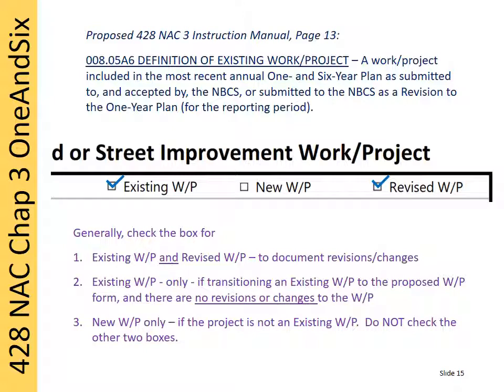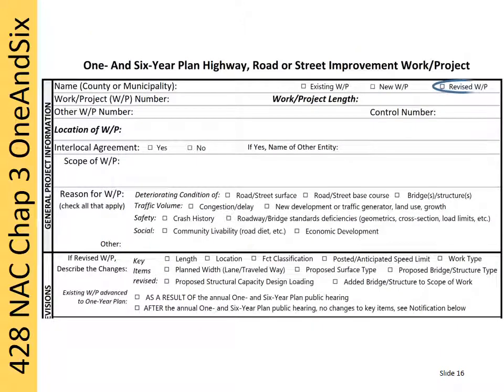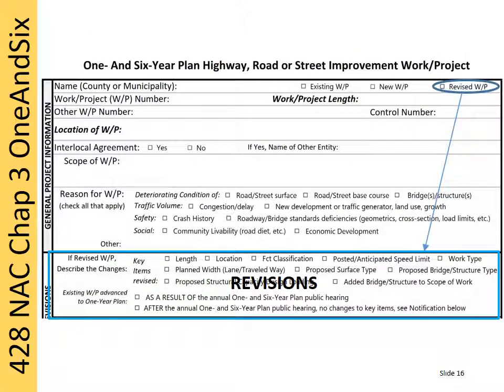When submitting the 1- and 6-year plan to the NBCS, be sure to report any changes that occur as a result of the 1- and 6-year public hearing. See instruction B6. Regarding the first scenario, 1 or more of the key items changed. The changes must be described in the revision section of the form. The NBCS requires documentation as to what is being revised. Later in this video, the revisions part of the form will be discussed. What this means is that once the revised work project box is checked, there must be 1 or more boxes checked in the revisions part of the form.